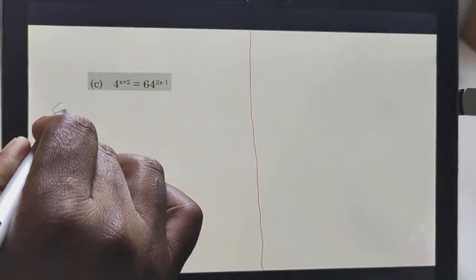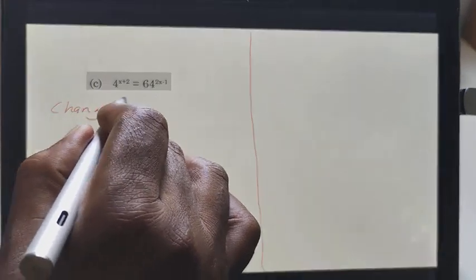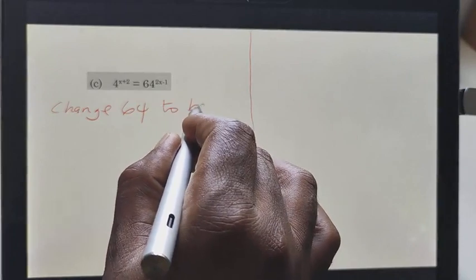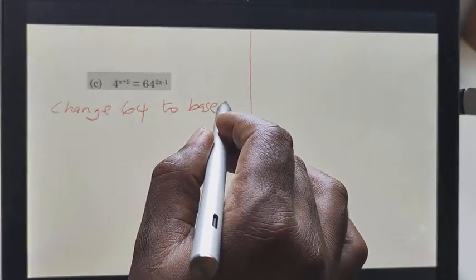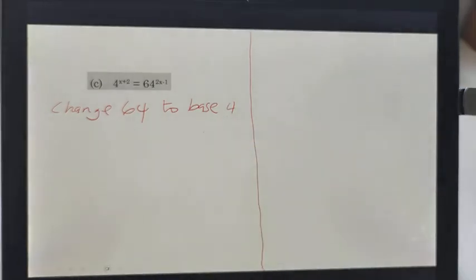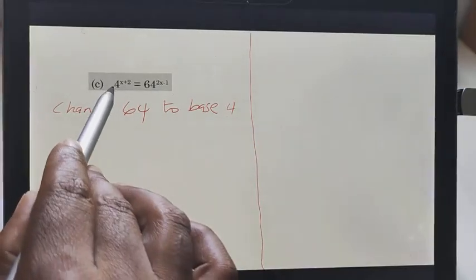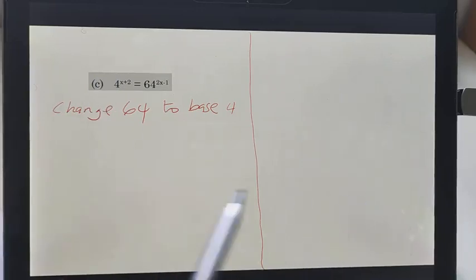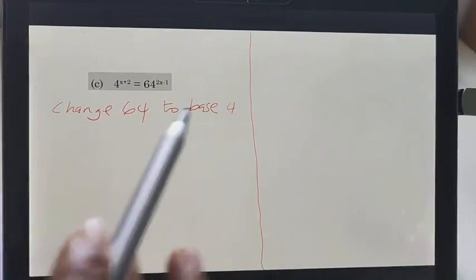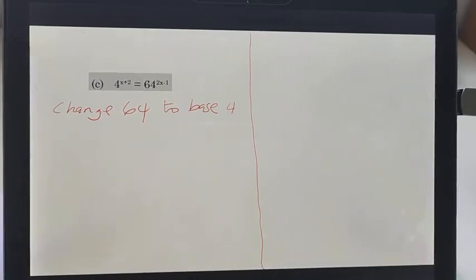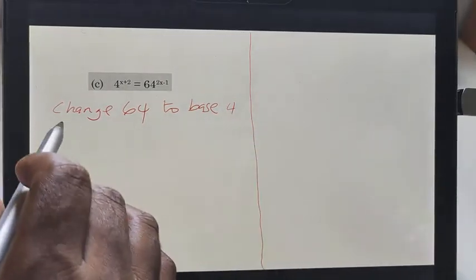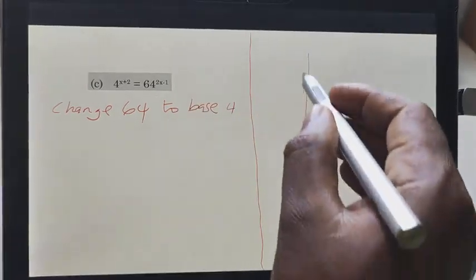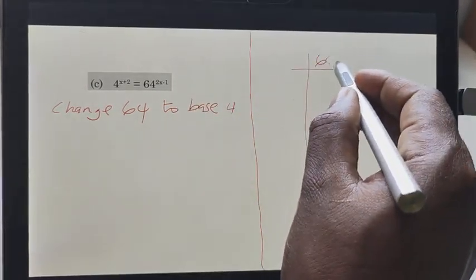So let's try change 64 to base 4. We said make the bases on the left hand side and the right hand side to be equal. If the bases are equal, it means the powers have also to be equal. So we are going to change 64 to base 4. How do we do that? We had shown that. I also do it here.